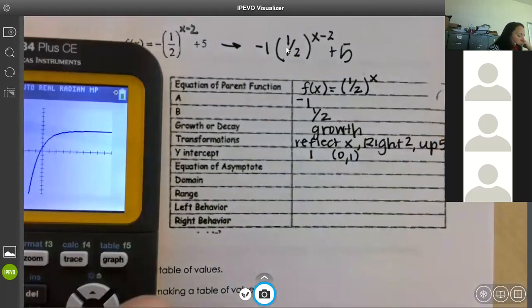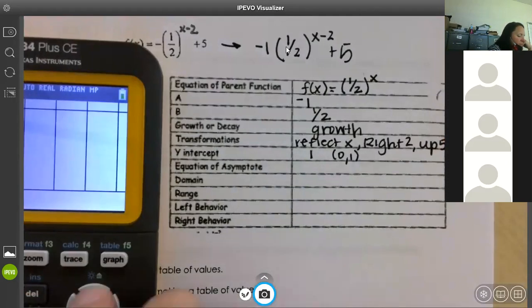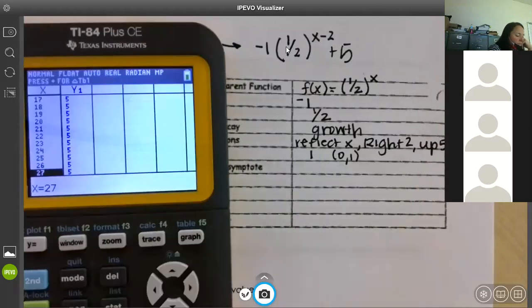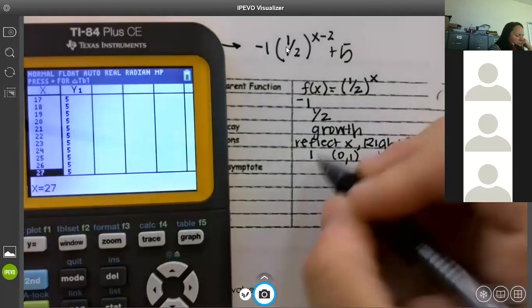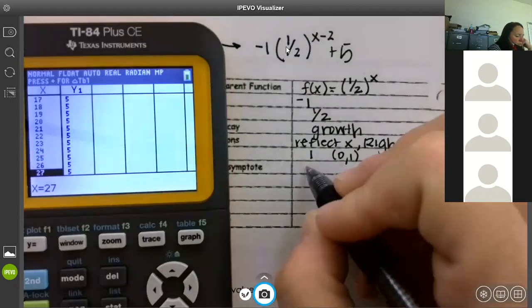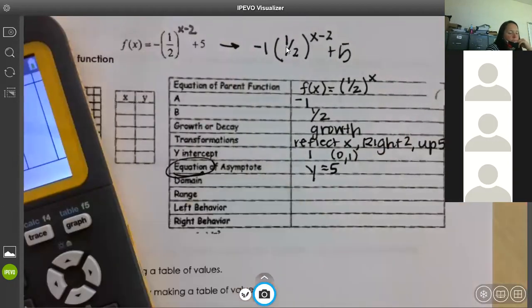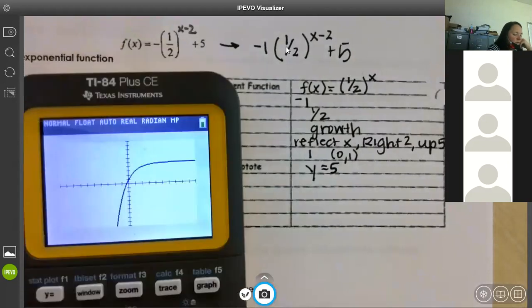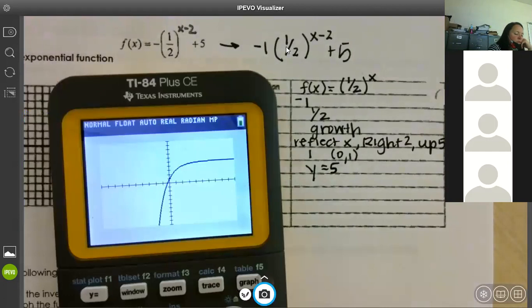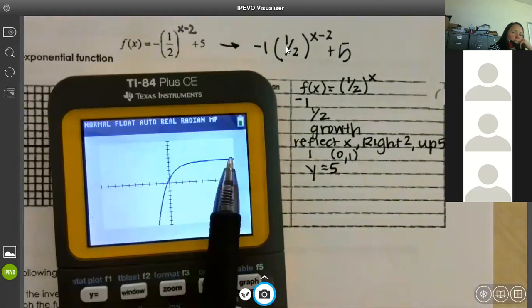So I might have to go on my chart to figure this one out, and that's okay. Let's see. What's happening? Where's my asymptote? 5. How do I write it as an equation? y equals 5. Good. Make sure you write it as an equation all the time. So the equation of the asymptote. I thought it would be x equals 5. Nope. What axis would that asymptote go through?